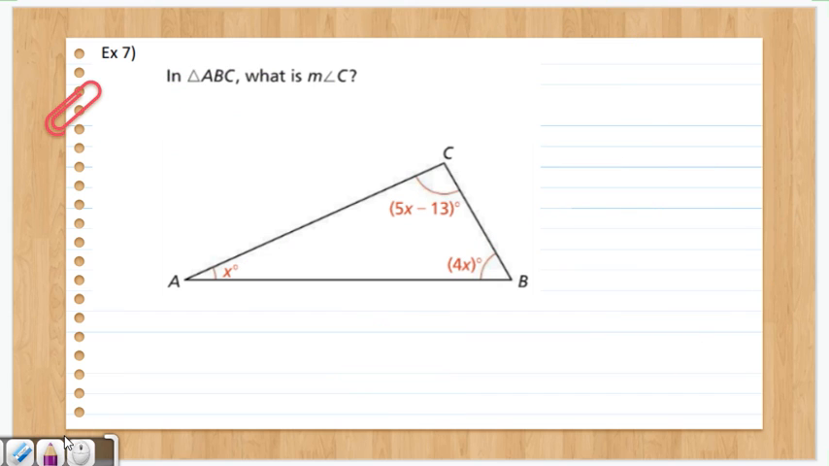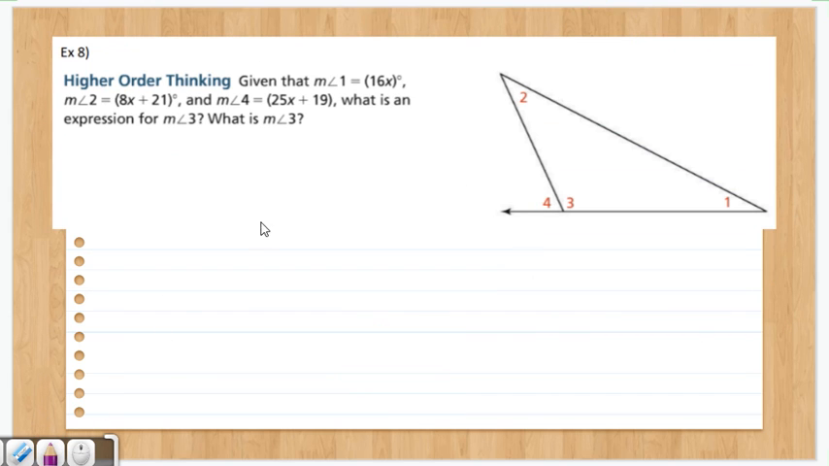Let's try another one. Example 8. This time it says, given that angle 1 is 16x, come over to the problem and label angle 1 16x. Angle 2 is 8x plus 21, so up here at angle 2, write 8x plus 21. Angle 4 is 25x plus 19, so out here, this one's 25x plus 19. And then what is an expression for angle 3? I'm going to put my question mark here. That's what I'm looking for.